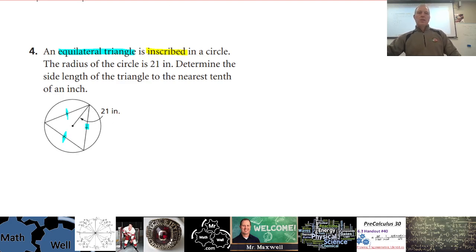Okay, the radius of the circle is 21, so it's shown here in the diagram. That's 21 inches, and that of course is the same radius to all parts of the circle, including to the corners of this triangle. Determine the side length of the triangle to the nearest tenth of an inch.